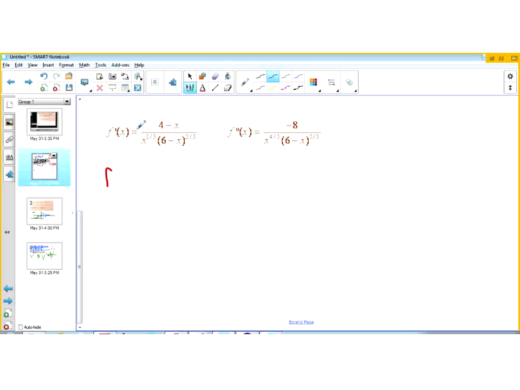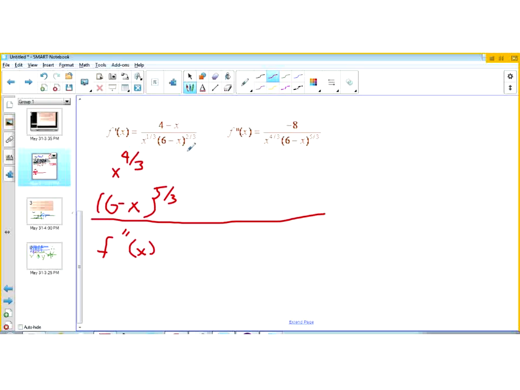So we'll build a table of signs for f double prime of x so that we can hunt for inflection points. Okay, so we have x to the 4/3, and then 6 minus x to the 5/3. And then we have f double prime of x. So we're hunting for our inflection points. Okay, so 0 is not in the domain, and 6 is not in the domain.